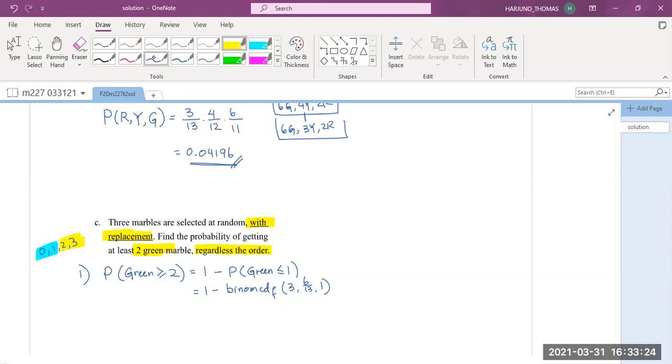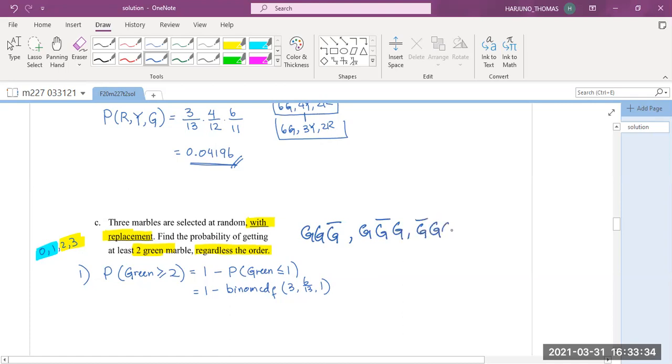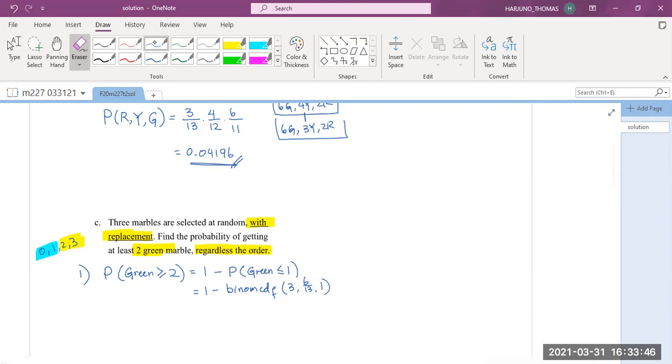You may get green, green, and then not green. You may get green, not green, green. You may get not green and then 2 greens after that. Okay, but we don't worry about the order. We just want to know how to get 2 greens, regardless how I get it. Okay, now then what happened? It satisfies a binomial experiment. Therefore, you can use the binomial distribution.